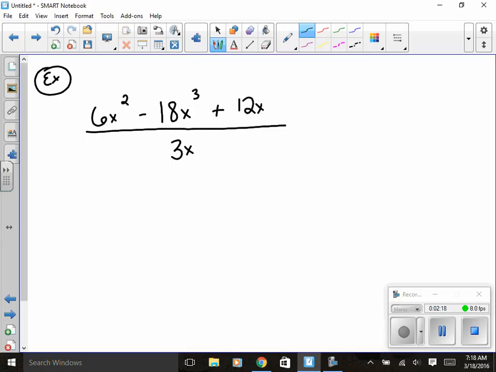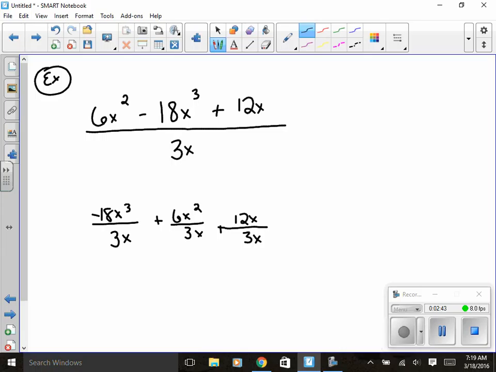I'm going to go ahead and rearrange this to the 18s first since it's cubed. Sorry, I started it and then I thought I wanted to do something different. So I've got negative 18x cubed divided by 3x plus 6x squared over 3x plus 12x over 3x. So now I have that 3x into each term, and I'm going to go ahead and reduce.